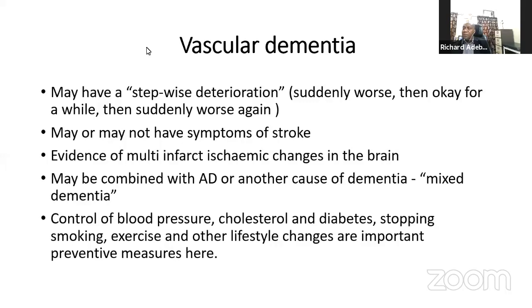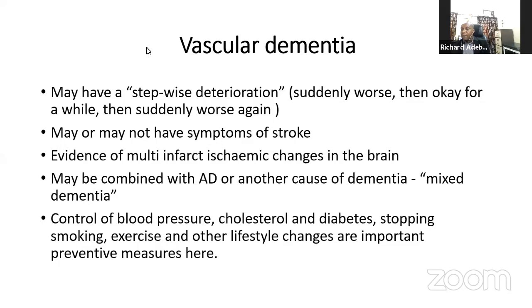Vascular dementia. In this one, they have a stepwise deterioration. That is, the person suddenly gets worse. It's okay for a while, then they suddenly have a dip again. They may or may not have symptoms of stroke, but usually there's a background history of multi-infarcts, ischemic changes in the brain. I saw one recently, and when we did a CT scan, we could see areas of multi-infarcts and ischemic changes. It was a known hypertensive, and now you find it difficult to remember things. Memory issue is there now.